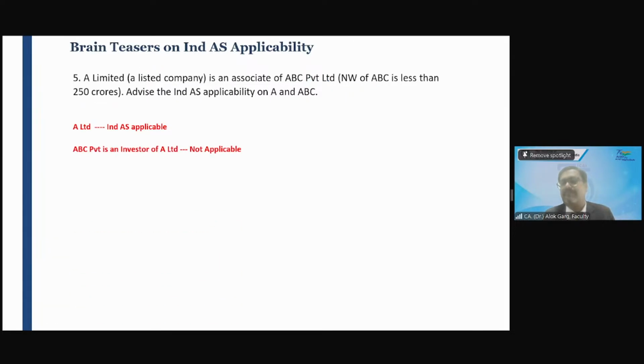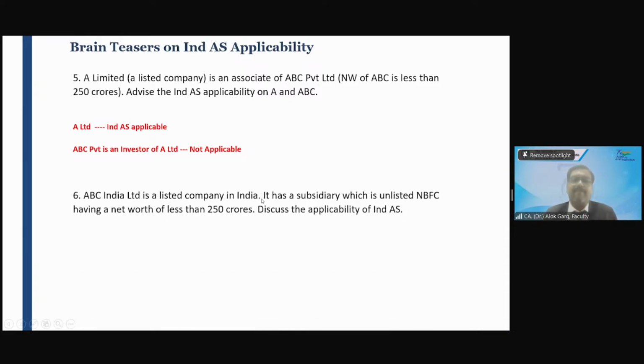Okay. Now the question comes, sir, then how come ABC Private Limited will do the consolidation? In that case, A Limited has to prepare AS accounts fit for consolidation, or alternatively, since this ABC Private Limited is not an NBFC, this ABC Private Limited can also apply Indian accounting standard. Okay, practically people do this.